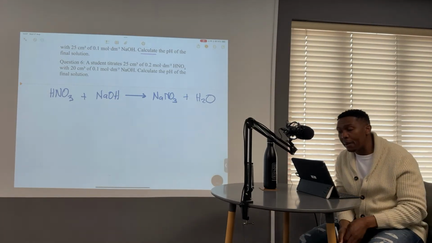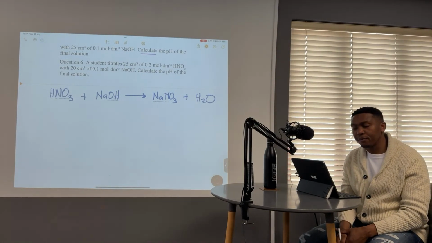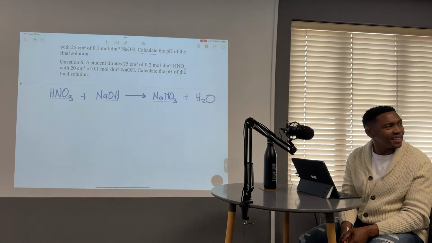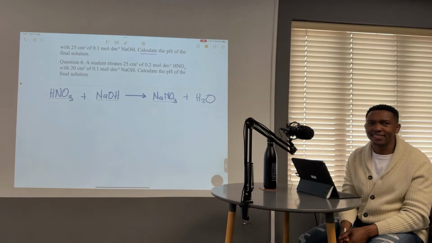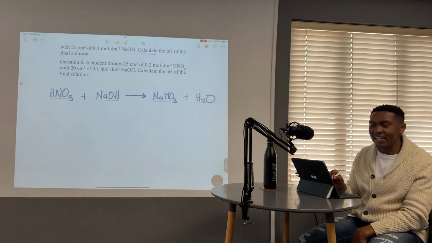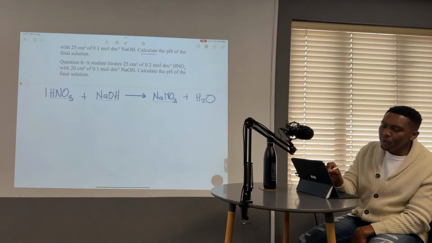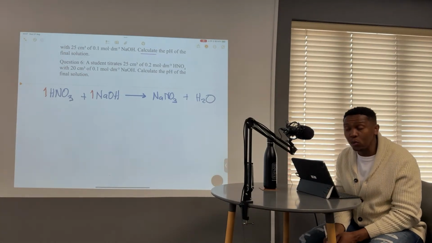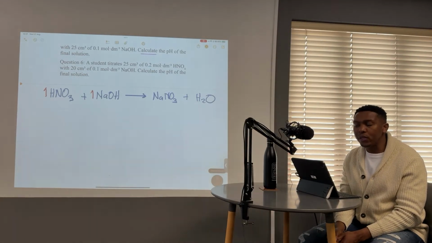Now, may I please find out, is this reaction balanced? Yes, it is. The answer to that is yes. It is balanced. Now, what does this tell us? It tells us that for every 1 mole of nitric acid, I will use 1 mole of sodium hydroxide. Very important, right? So that's how they react with each other.